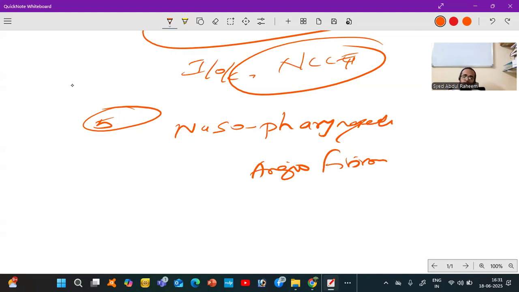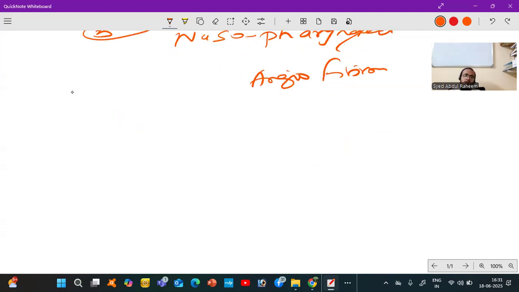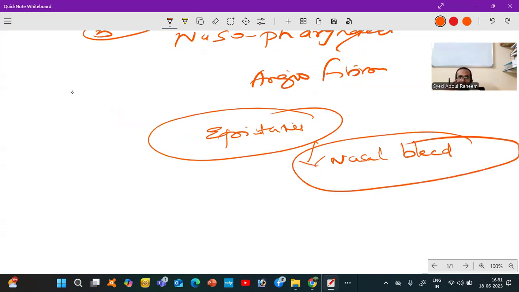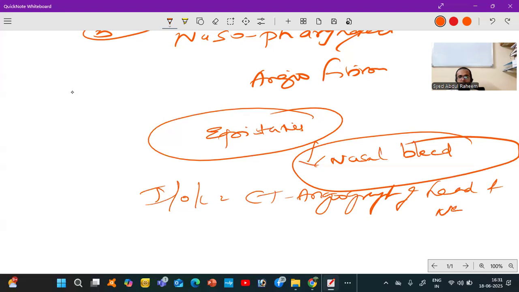Okay, what are the symptoms? The most common sign is epistaxis. Epistaxis means nasal bleed, blood coming from the nasal region. So what is the investigation of choice? The investigation of choice is first CT angiography of the head and neck.